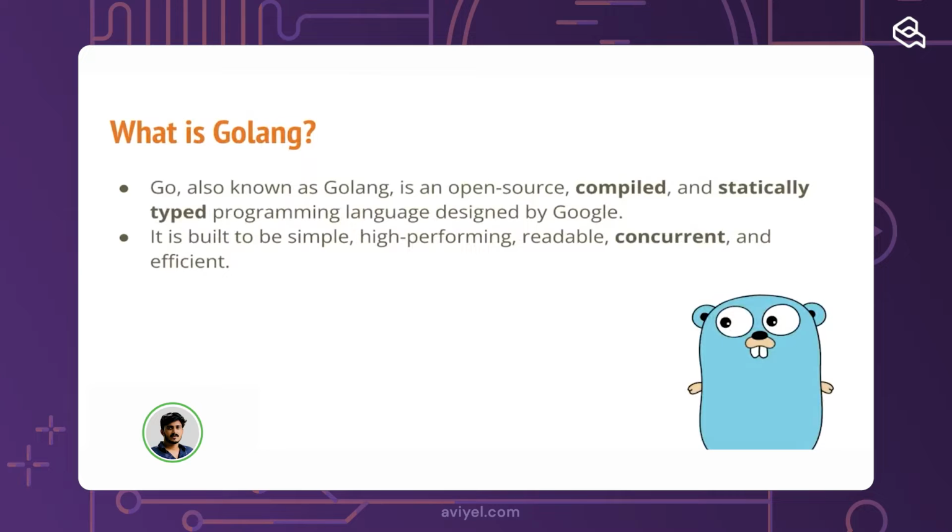We'll start with what is Golang. So the language's name is Go. However, it's more used as Golang. So it is an open source compiled and statically typed programming language which is designed by Google. So I am emphasizing on compiled and statically typed because that is what makes it different. So it is like C, C++ and all. It gets compiled to binary, and it is statically typed.